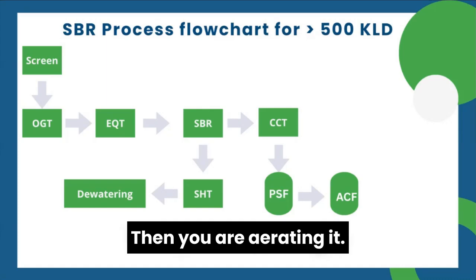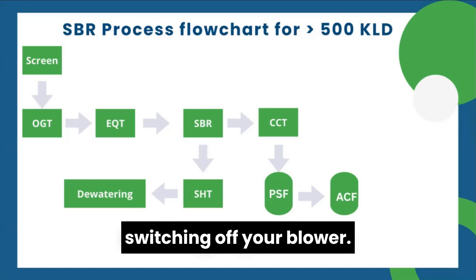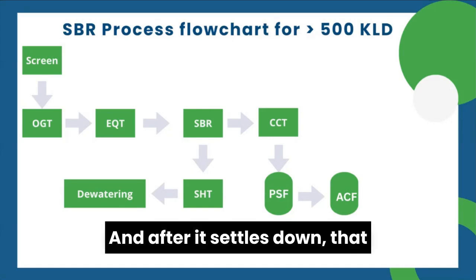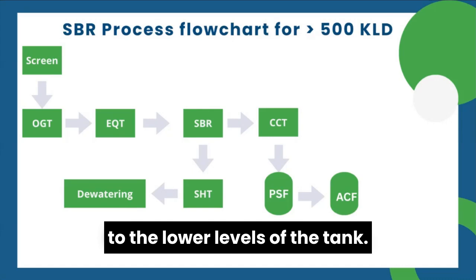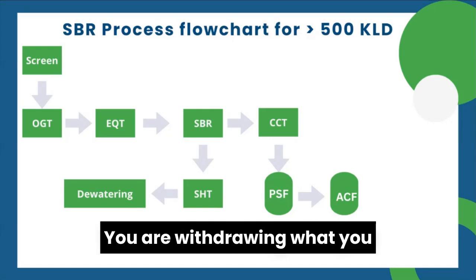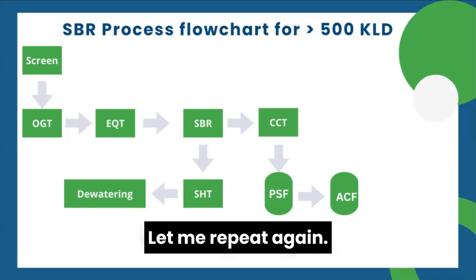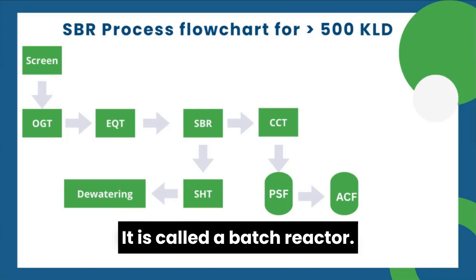Then you are aerating it. After aeration, you are switching off your blower. You are allowing it to settle. And after it settles down, that means all the sludge settles to the lower levels of the tank, you are withdrawing what you have added to the process. Let me repeat again. SBR process tank. The main reaction happens in one tank. It is called a batch reactor.